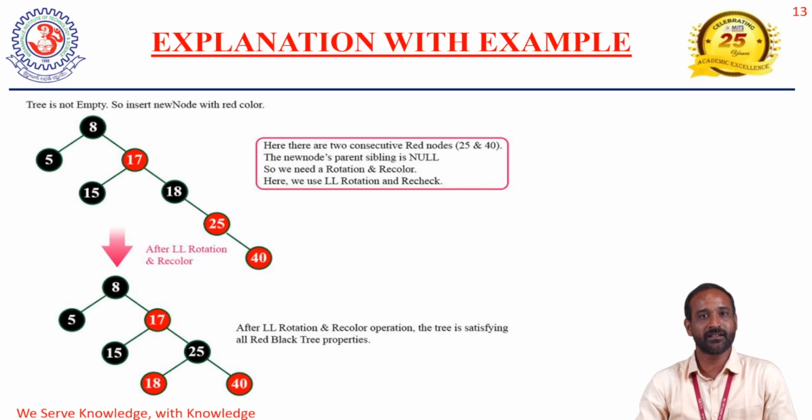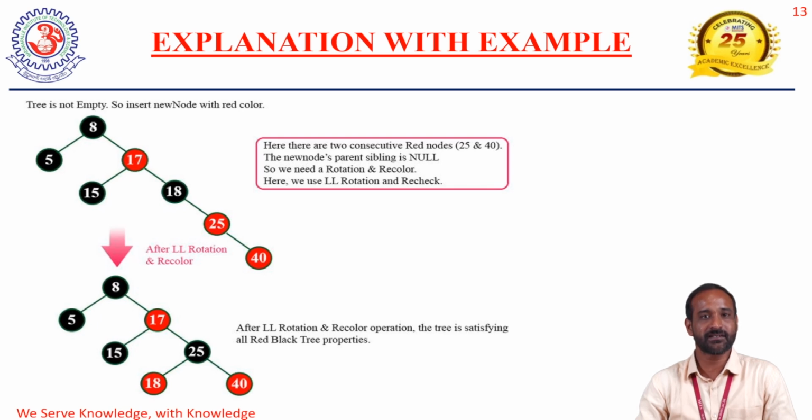Recheck: that is LL rotation in the sense, actually that is RR rotation. We are considering that the rotation moves towards the left side. That means 25 becomes the root, 18 is the left child of 25 and 40 is the right child of 25. So it moves towards the left side. For that case, we mention rotation and recolor. After the rotation and recolor operation, the tree satisfies all the red black tree properties.